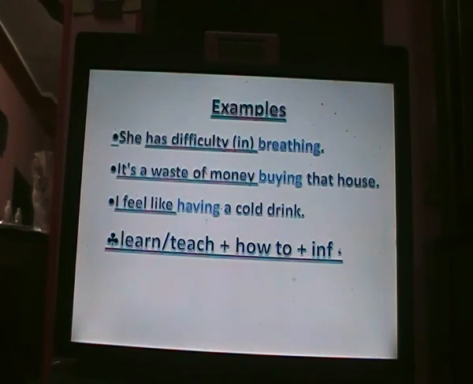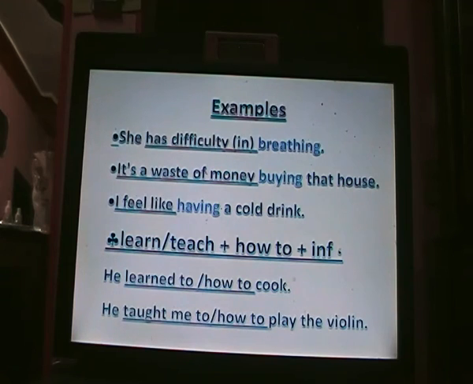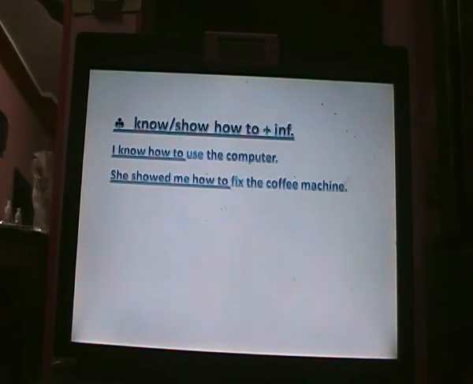Learn or teach how to plus infinitive. He learns how to cook. تعلم ازاي يطبخ. He taught me how to play the violin. علمني ازاي أعزف على الفيولين الكمان. Know and show how to plus infinitive. I know how to use the computer. أعرف ازاي أستخدم الكمبيوتر. She showed me how to fix the coffee machine. صلحت الكوفي ماشين.